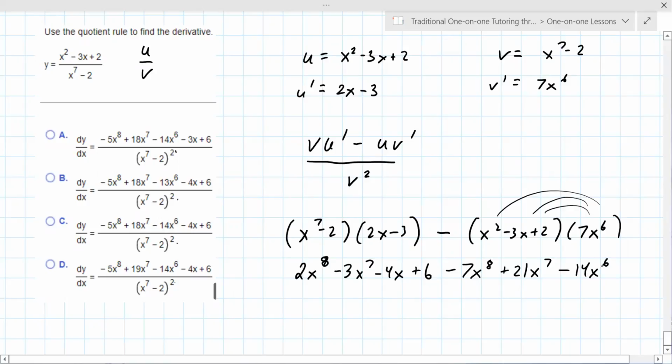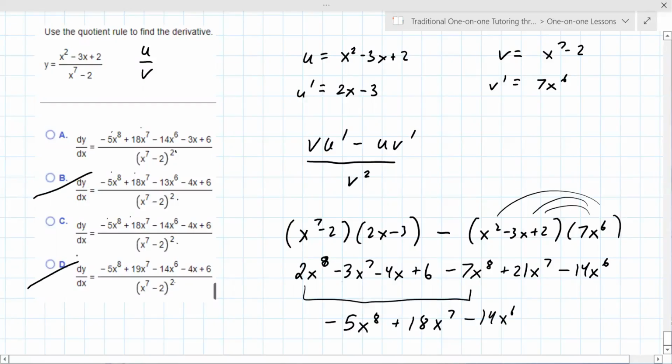Okay, and then that really helps here to narrow down our choice. The 2 and the minus 7 gives you minus 5x to the 8th. Minus 3x to the 7th plus 21x to the 7th is plus 18x to the 7th. So if I'm looking at the numerators, two terms in, we're all the same. And then minus 14x to the 6th. So that gets us down to A or C, because they both have the 14x to the 6th. But then the minus 4x tells us that it must be letter C.